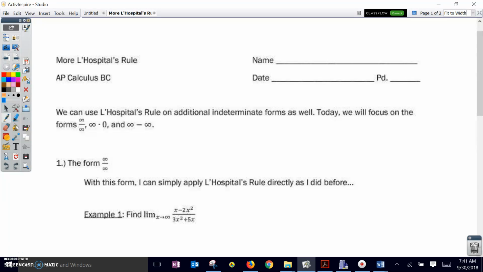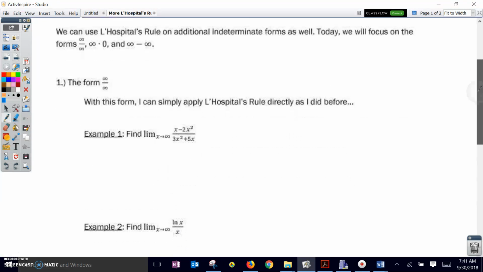Alright, welcome back everybody. In this video we're going to look at some examples based on using L'Hopital's rule with the indeterminate forms of infinity over infinity, infinity times zero, and infinity minus infinity, and how we can deal with some of these situations. First we look at the form infinity over infinity here in example 1.